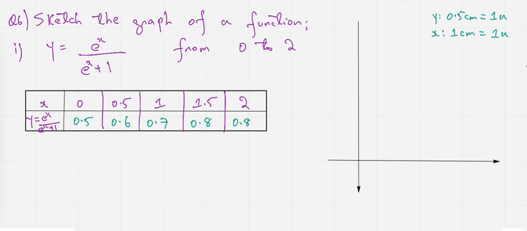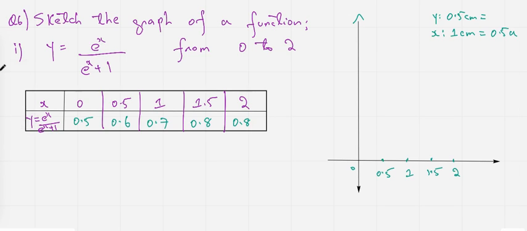Okay, so that's it. Sorry for that, 1 centimeter should equal 0.5 units, my bad. So it must be like that on the x-axis. So this is your 0.5, this is gonna be your 1, this is 1.5, this is your 2. And on the y-axis, you're taking half centimeter equals 0.1 unit.